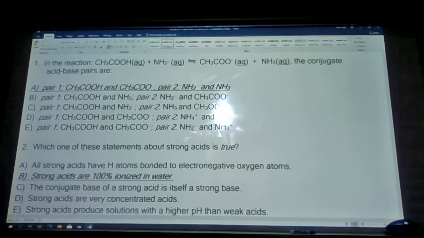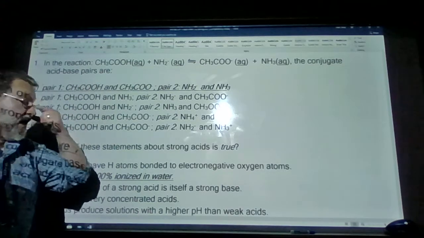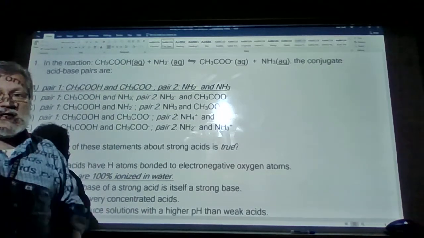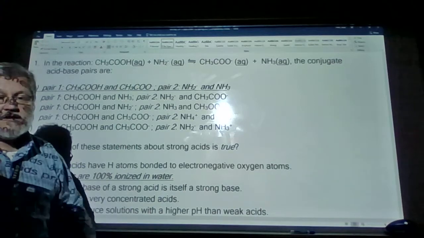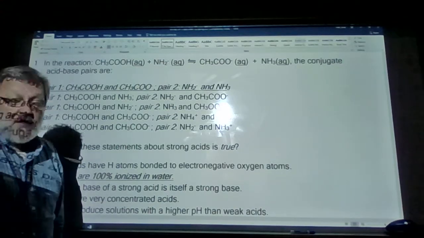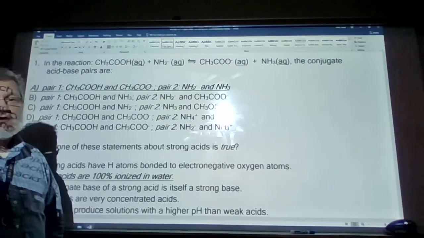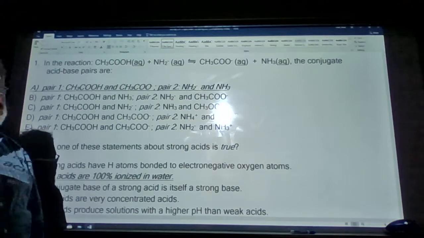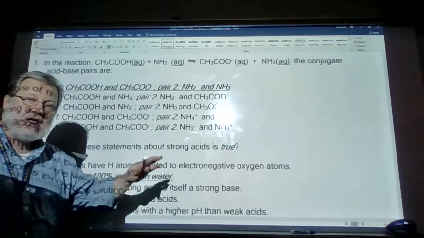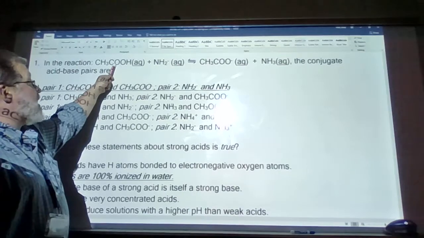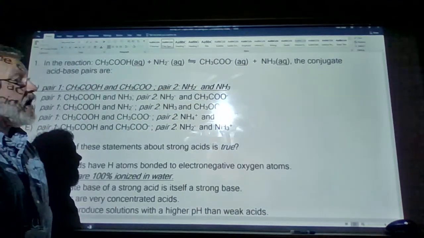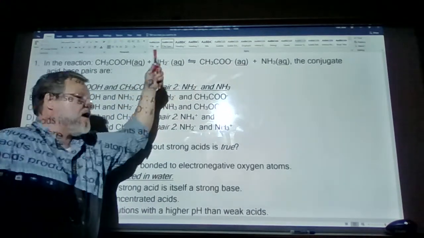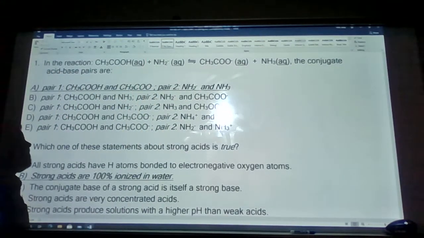The conjugate acid-base pairs are conjugate acids and bases. Identify the acid. The material that has lost the hydrogen, that has donated the hydrogen, is your acid. The thing that remains after it has lost the hydrogen is that acid's conjugate base. So here's the acid, CH3COOH, and CH3COO minus is the acid's conjugate base. So we have acetic acid and the acetate anion as a conjugate acid-base pair.